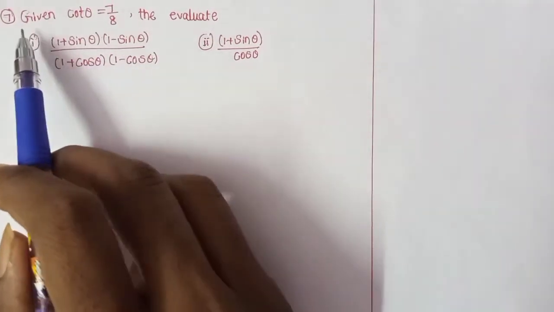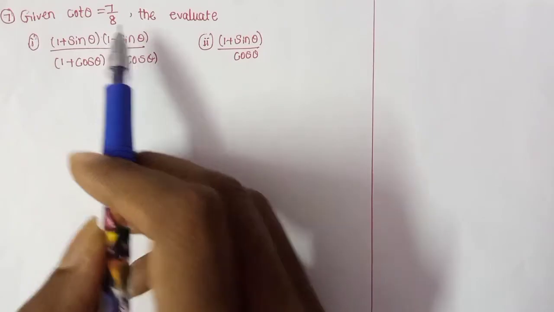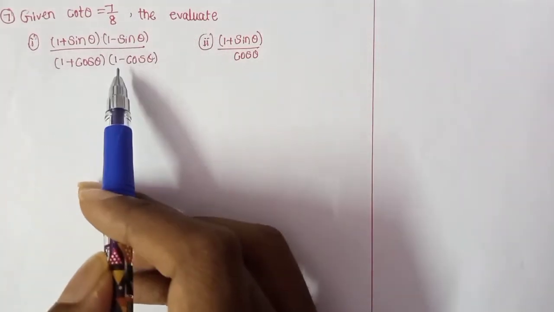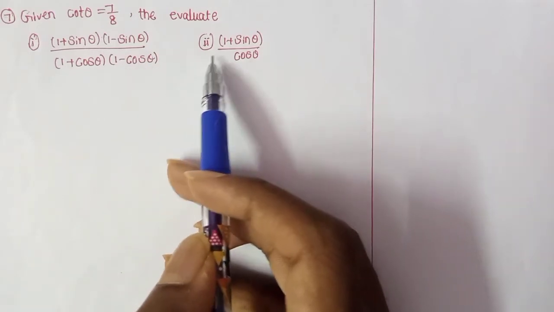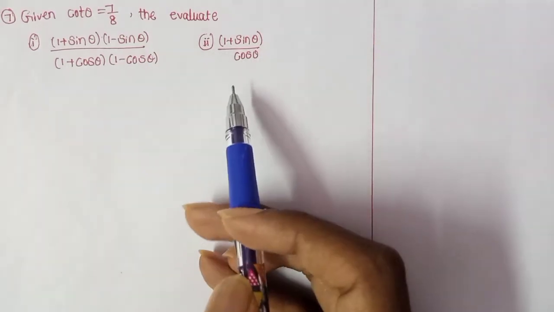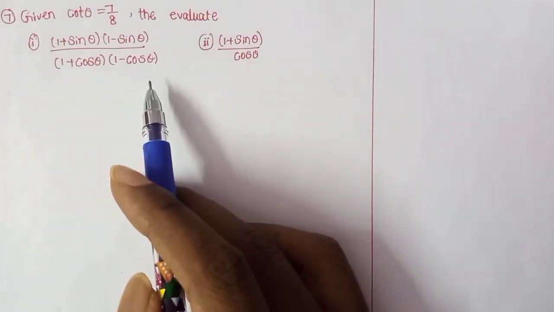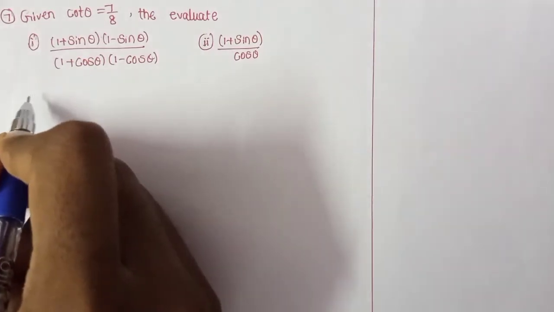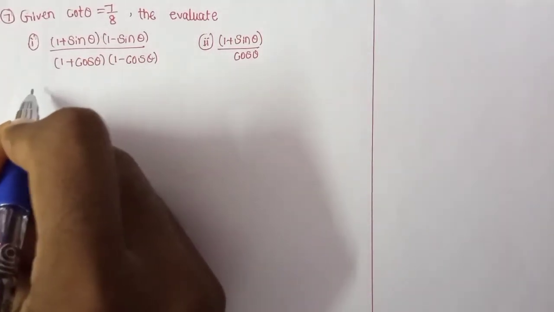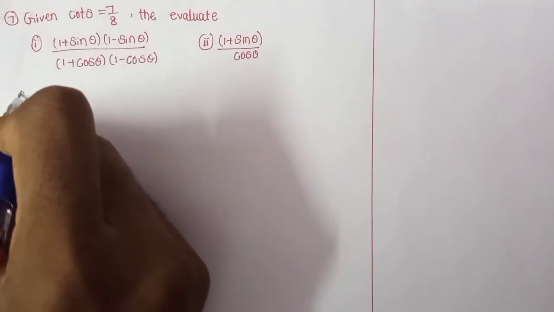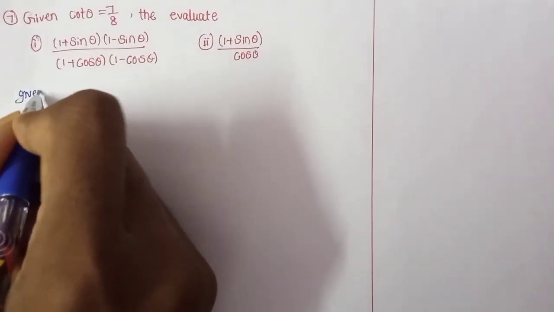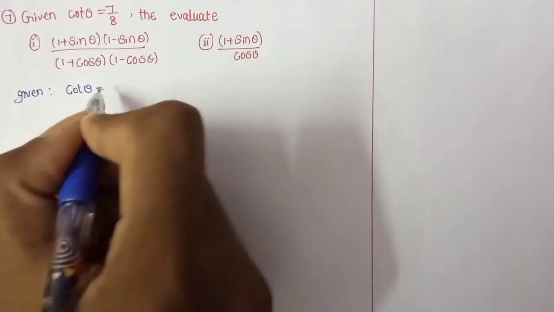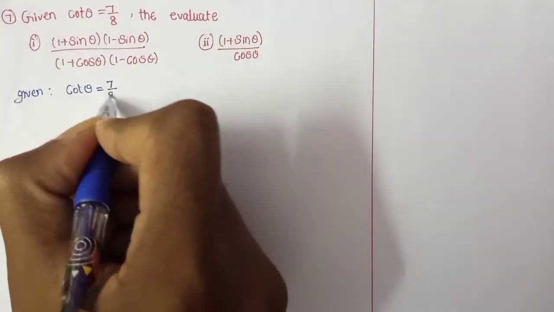The next problem is, given cot theta is equal to 7 by 8, then evaluate 1 plus sin theta into 1 minus sin theta by 1 plus cos theta into 1 minus cos theta, and the second one is 1 plus sin theta by cos theta. These kind of problems will generally be asked in competitive exams like objective bits, so let us solve. It's very easy but looking very big. Let us understand what is given. Given is cot theta is equal to 7 by 8.